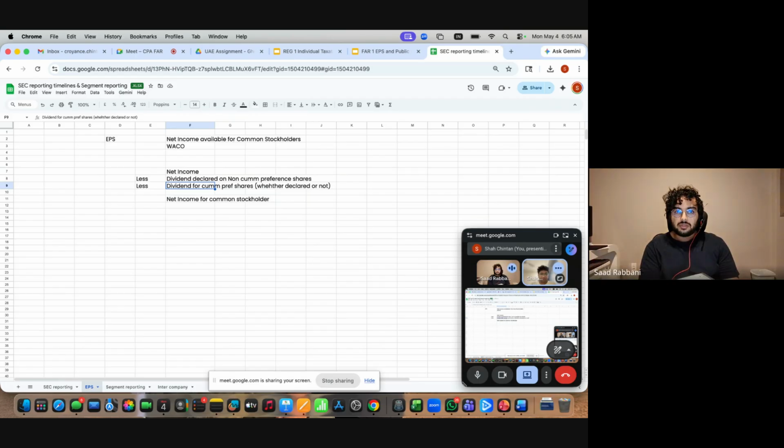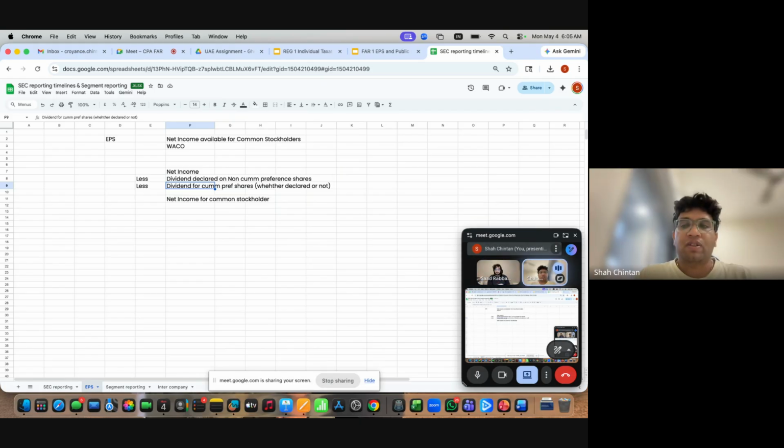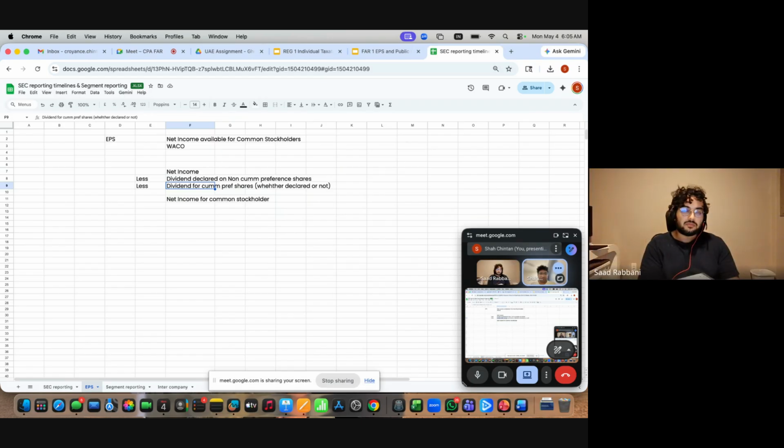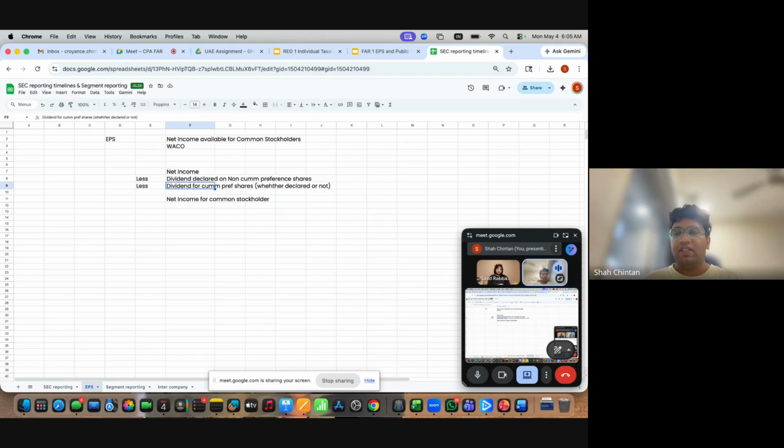So if it's non-cumulative and it's not declared, then we won't subtract anything. Exactly, then you won't subtract anything. Okay, that is the first concept, how net income is calculated. Second, the denominator, weighted average common stock. You just have to do the mathematics of how many months in a year a stock was outstanding, and calculate the weighted average number of shares which were outstanding for that particular year.